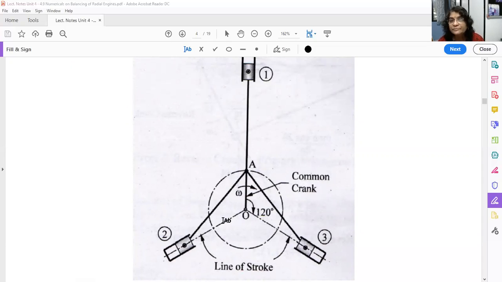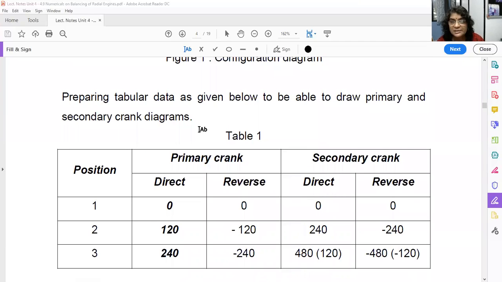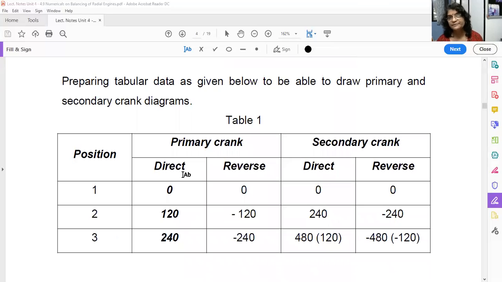Now the first step is you have to write down the table. This direct and reverse crank method is very simple, but you have to understand the concept on which it is based, which you have already seen in the earlier lecture, but that was for a single cylinder. Now here you have to apply this concept to these 3 cylinders. So let us study this table.